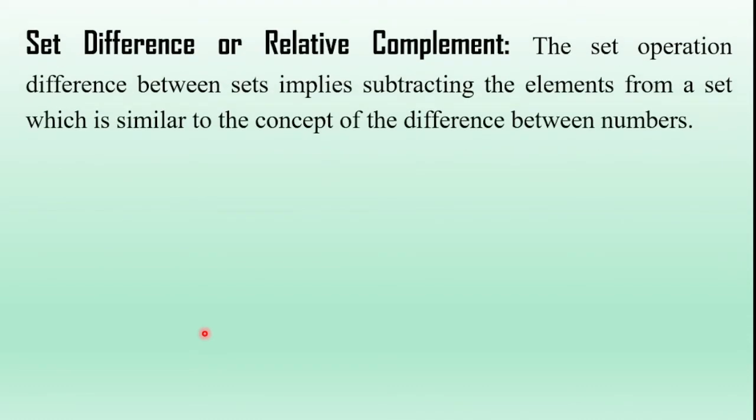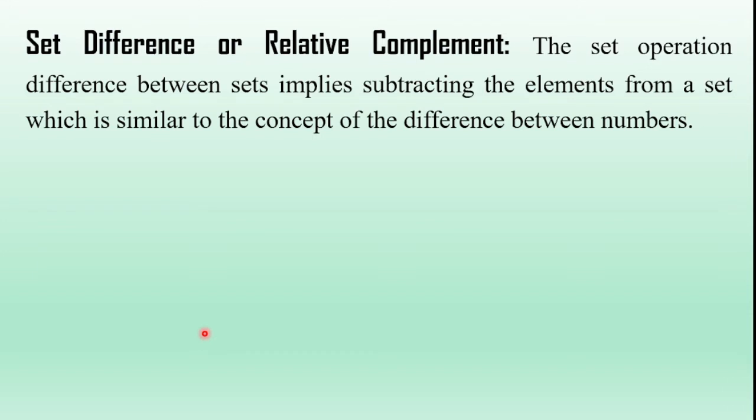The next operation is set difference. Set difference is also called the relative complement. The set operation difference between sets implies subtracting the elements from a set, which is similar to the concept of difference between two numbers. Once again, the definition of the set difference or the relative complement: the set operation difference between the sets implies subtracting the elements from a set. This concept is similar to the concept of difference between numbers.